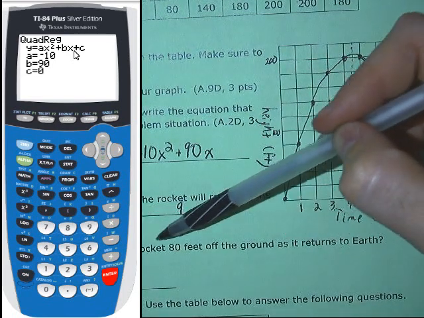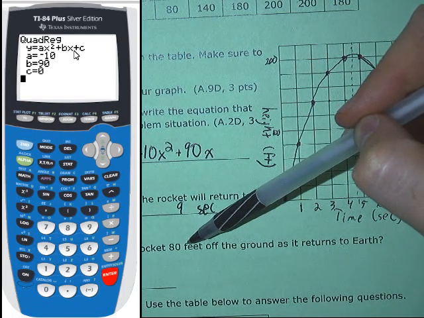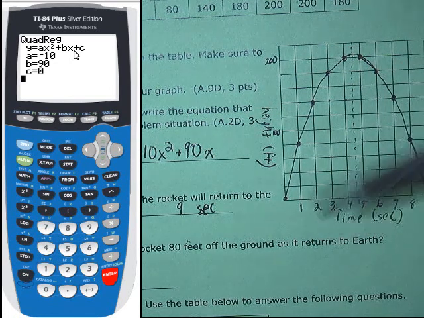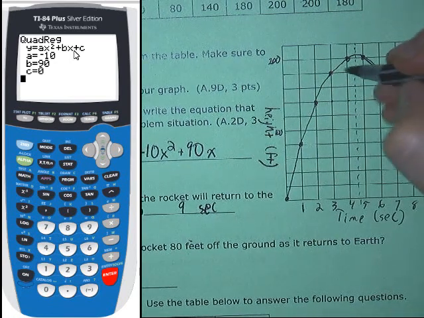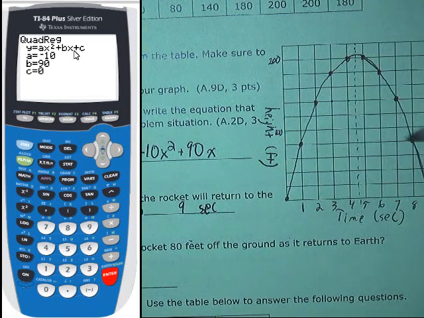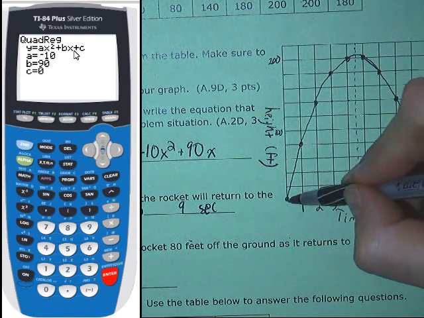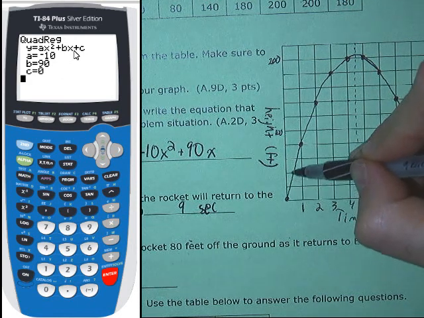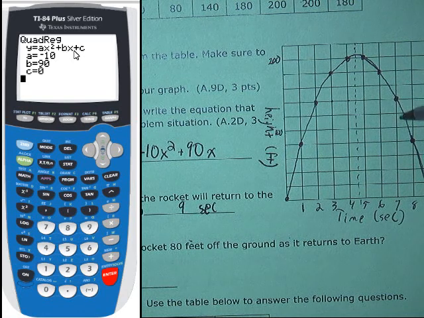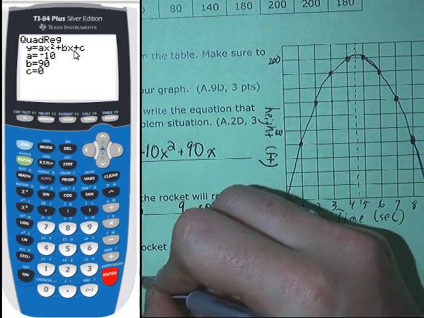D, at what time is the rocket 80 feet as it returns to Earth? You'll notice that it passes through 80 two different times, here and here. But the first time, at 1 second, it's going up away from the Earth. And at 8 seconds, it's coming back down toward it. So we're looking for this one. So that is at 8 seconds.